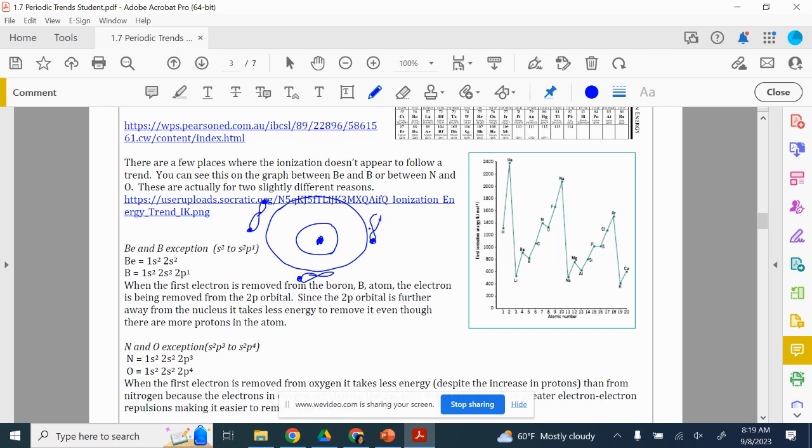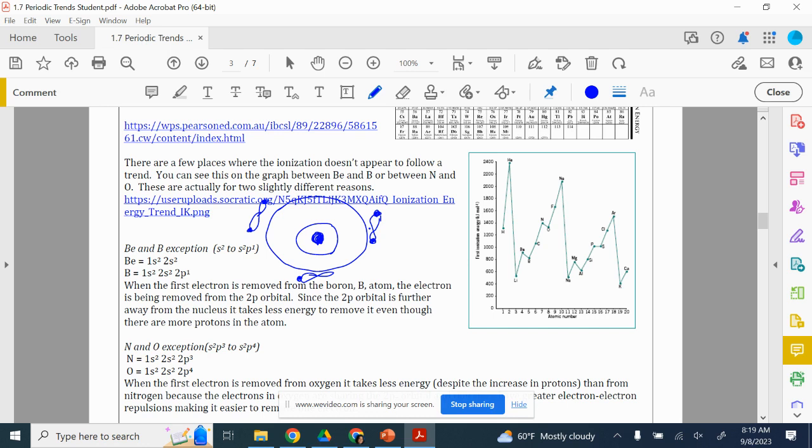Good. When I get to fluorine, though, and I double up here, now I've added an extra proton, and I've got more pull holding that electron in. So that's why the trend continues to increase until we get to neon, and then we drop back down because we've added more distance. Our distance is increased, so it's easier to pull that electron away. Good? All right.